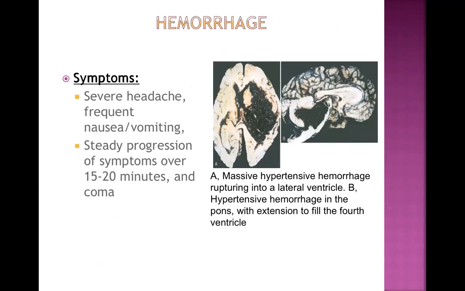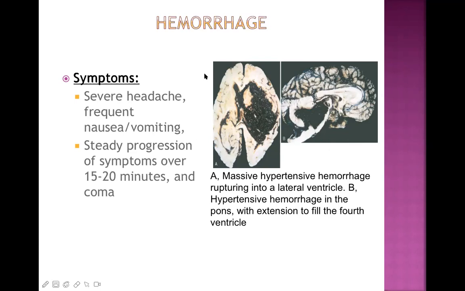Now, what are the common symptoms in case of hemorrhagic stroke? There would be severe headache in the patient, and along with that severe headache, the patient usually loses consciousness. By the time this patient is brought to the hospital, the patient is usually in deep coma, and the person may develop seizure as well. Along with that, the patient may vomit also. So these are the common symptoms of hemorrhagic stroke.